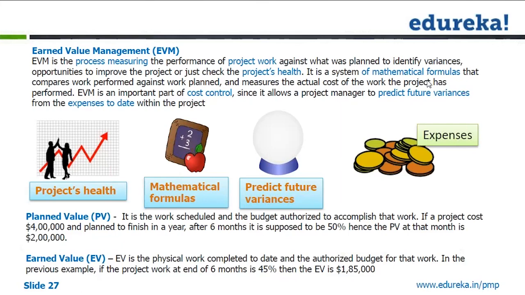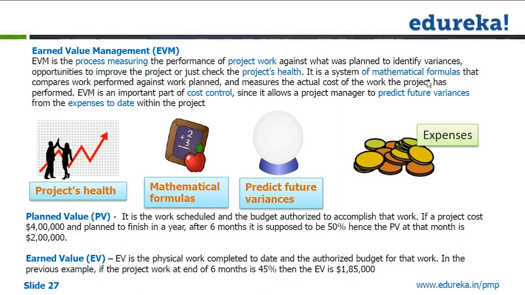So here, if you see this example, we are talking about after 6 months. So at the end of 6 months, what is your planned value? At the end of 6 months, your planned value is half. You should have completed half of the project. So half of the project means 200,000. So standing at the half of the year after 6 months, your planned value is 200,000. Your budget at completion was 400,000. What is your earned value?